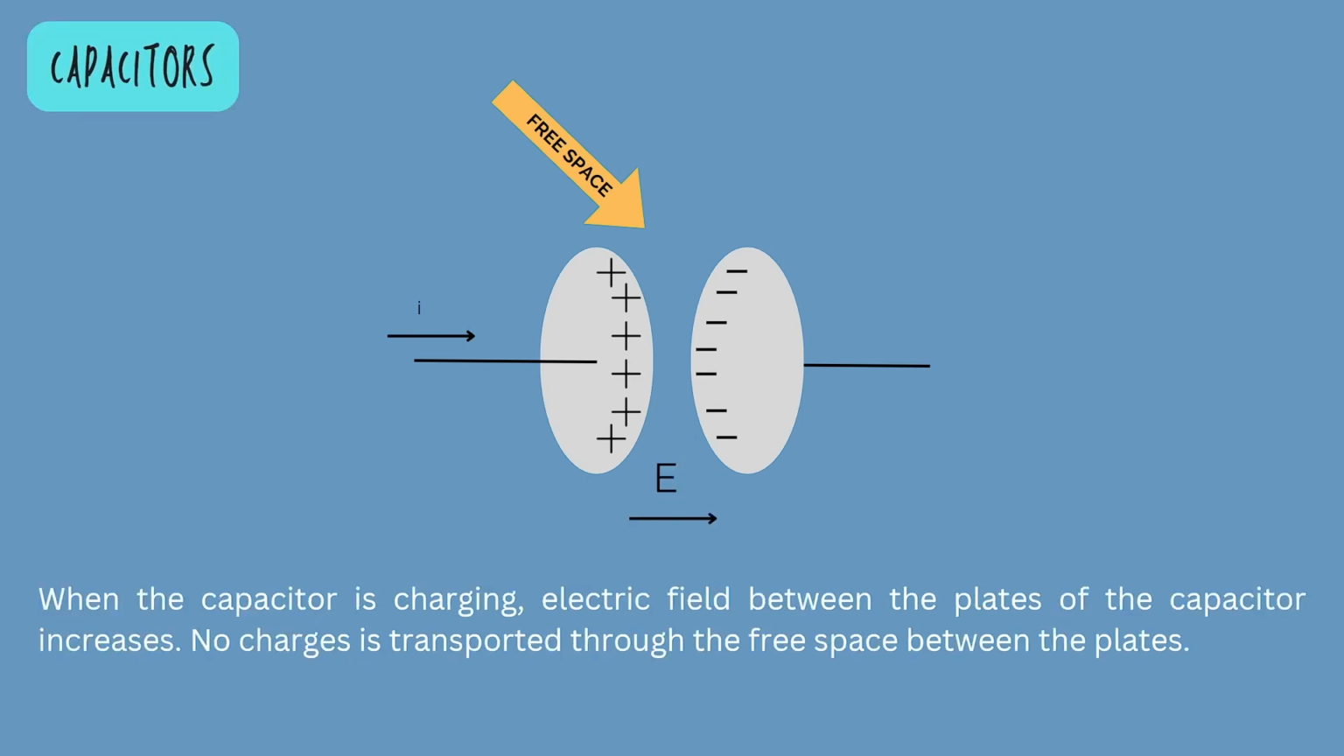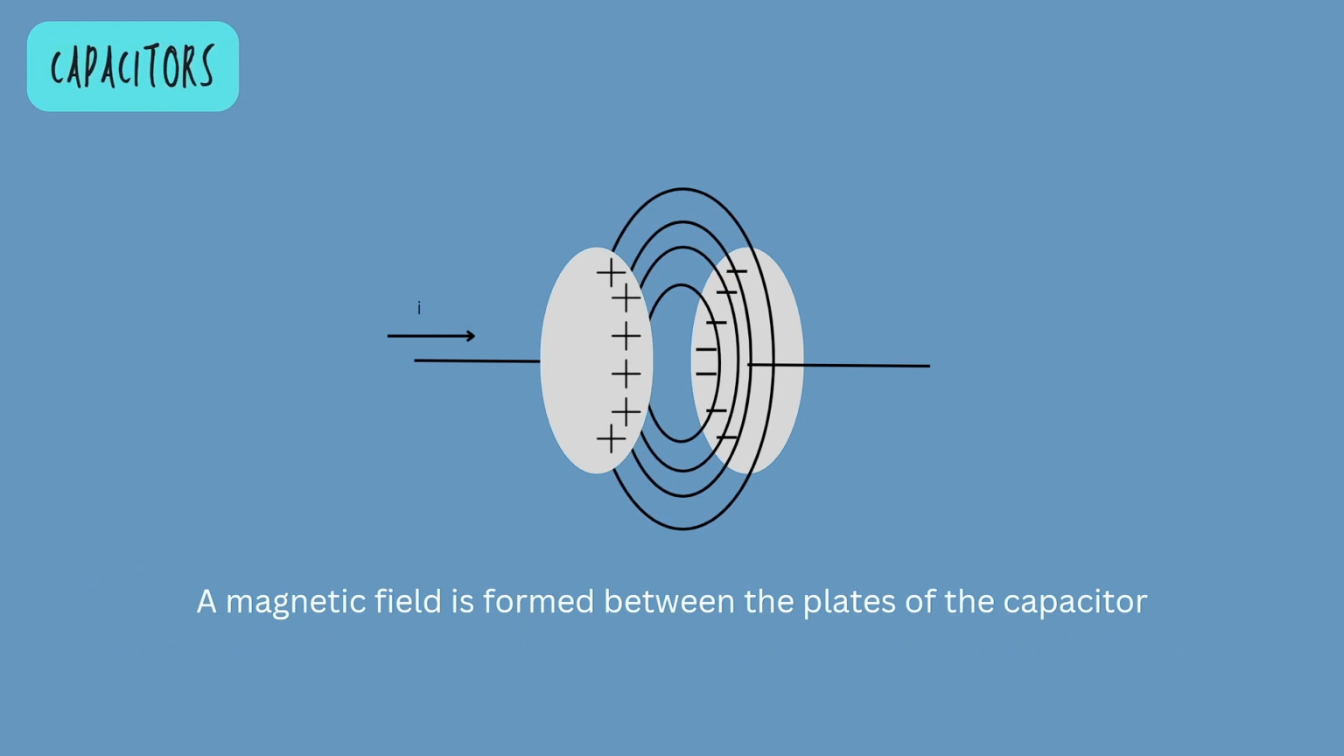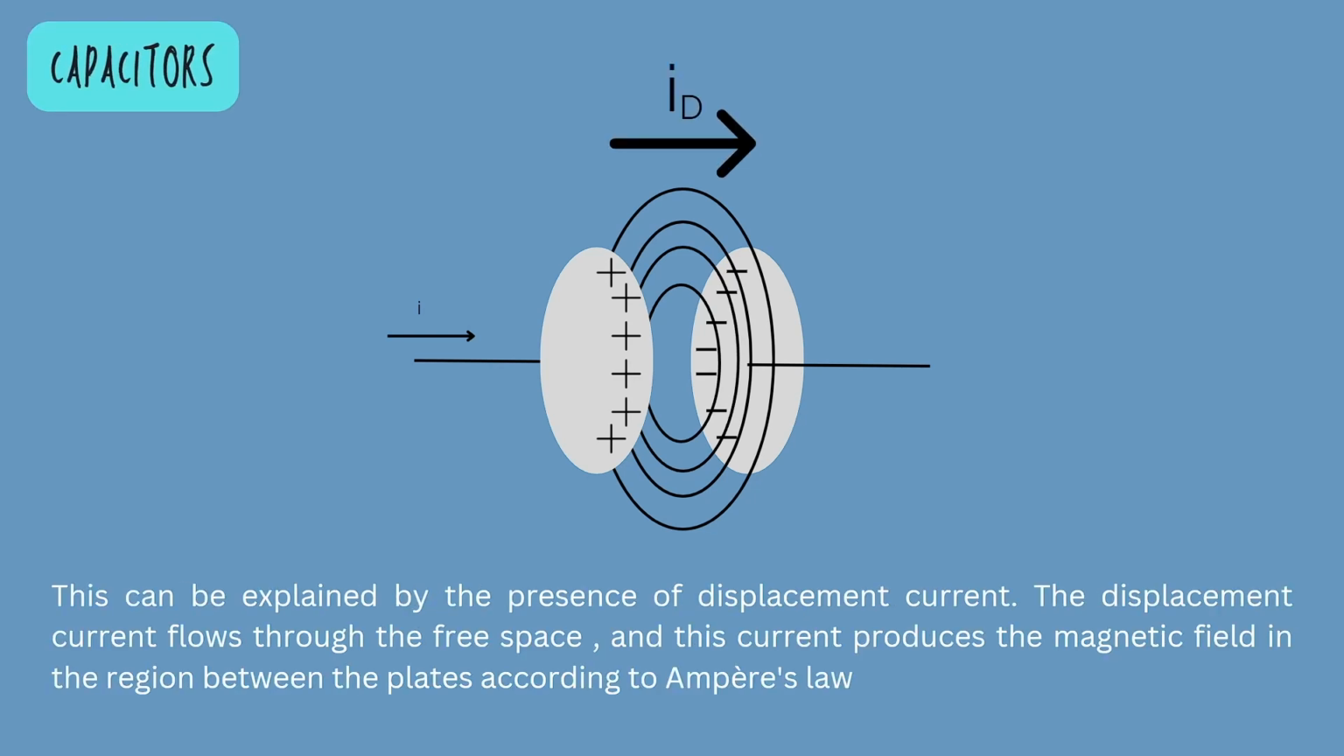During the charging process of the capacitor, the electric field, or E field, between the plates will increase. However, no charges are transported through the free space between the plates. Now, we can notice that there is a magnetic field formed between the plates of the capacitor. This can be explained by the presence of displacement current. The displacement current flows through the free space, and this current produces the magnetic field in the region between the plates, according to Ampere's law.